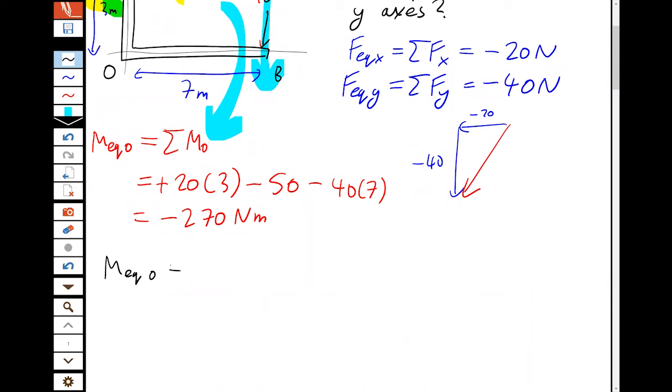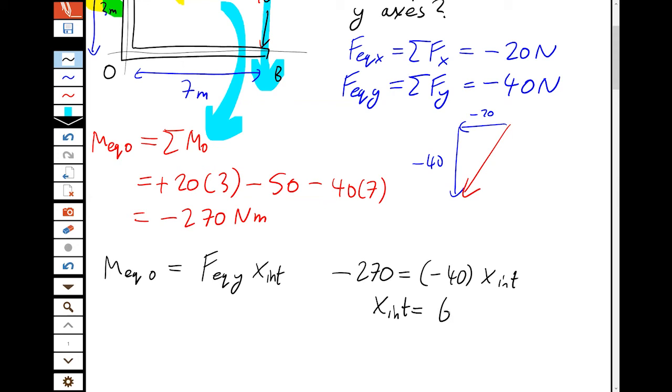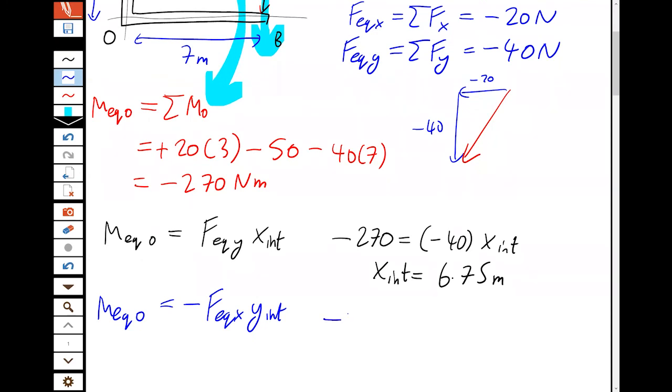The equivalent moment around the origin is the equivalent force Y component times the X intercept. So that's minus 270 is equal to minus 40 times the x-intercept. So the x-intercept is 6.75 meters. Then the equivalent moment around the origin, y is this one negative. So the y-intercept is negative. So we've minus 270 is equal to minus 20 times the y-intercept.